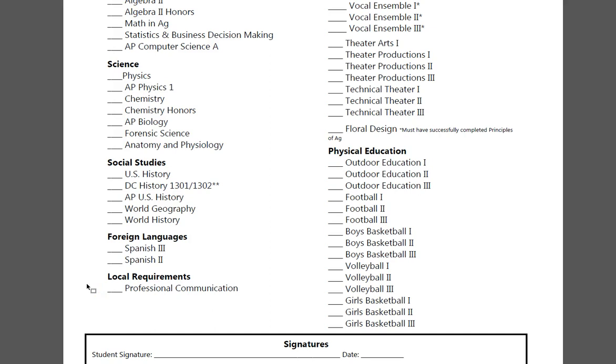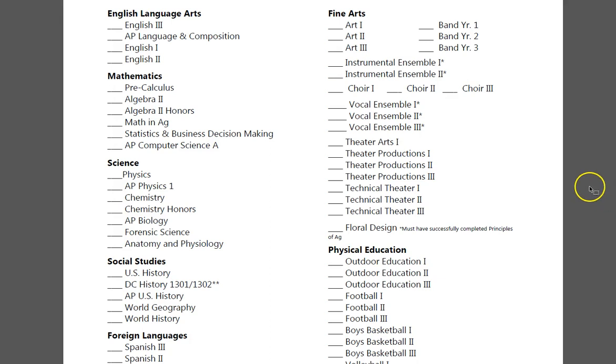Some people were confused by the professional communication being on here as a local requirement. That satisfies your speech requirement through the graduation plans in Texas. If you've taken professional communication already or speech, you don't have to take that. You don't have to select that, but it's there in case you haven't taken it. You want to make sure to get those credits knocked out.